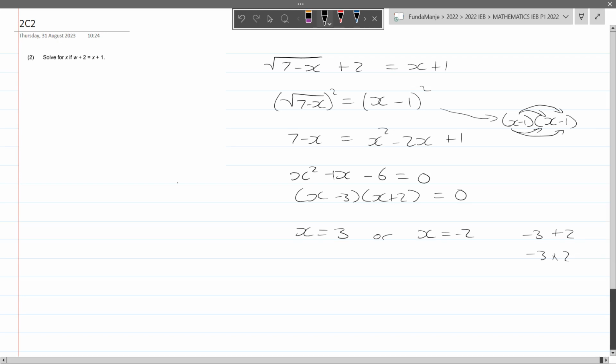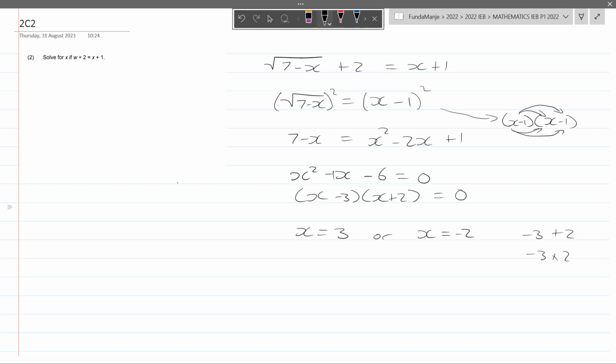But whenever you work with a root somewhere in your question, it's important that you verify both of your answers to make sure that they both give you a value that is indeed correct, or they both satisfy the condition of this equation. Basically sub back into the equation.